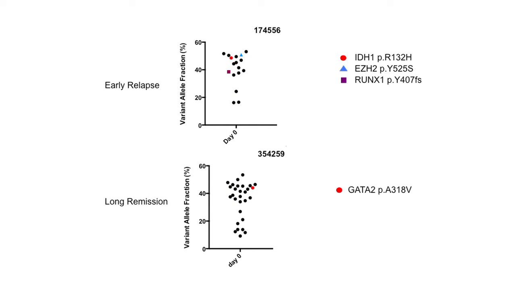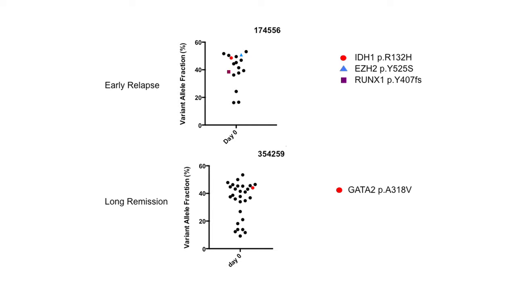And so I'm showing a plot of both patients. The top patient is the early relapse patient. I'm showing the day 0 VAFs. This is exome sequencing, so we don't get that many variants. I'm showing the ones here, and they're highlighting some of the genes that are recurrently mutated in AML that were identified in this particular patient. The bottom case is the one with the long remission.